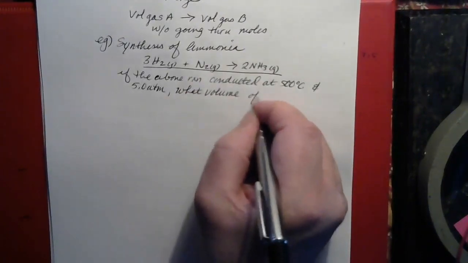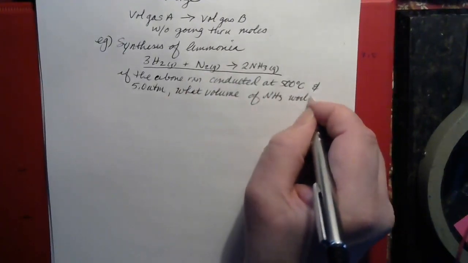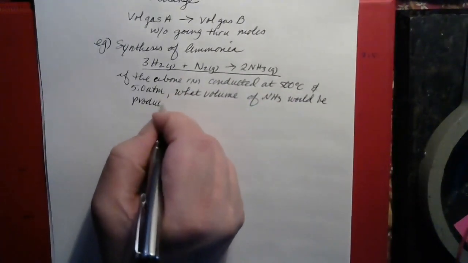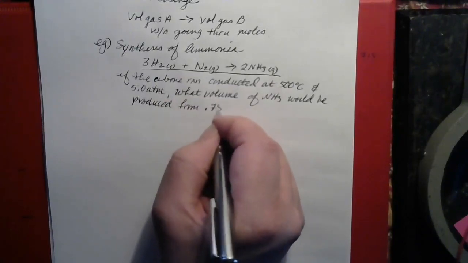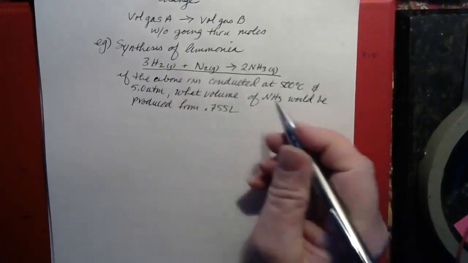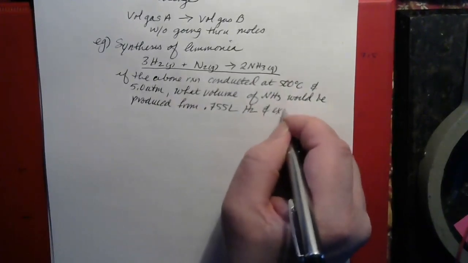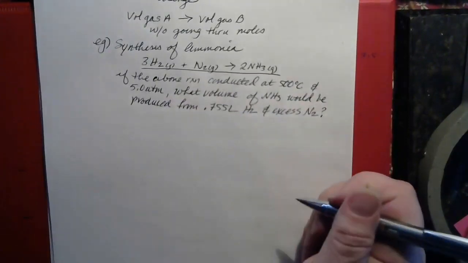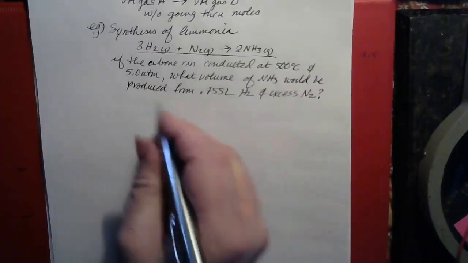What volume of ammonia would be produced from 0.755 liters of hydrogen and excess nitrogen? So in other words, hydrogen is the limiting reagent.